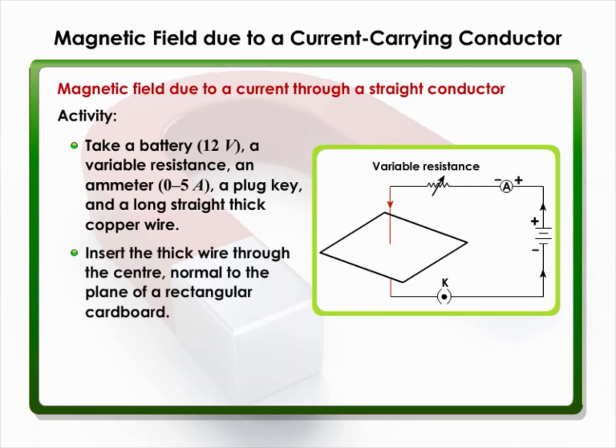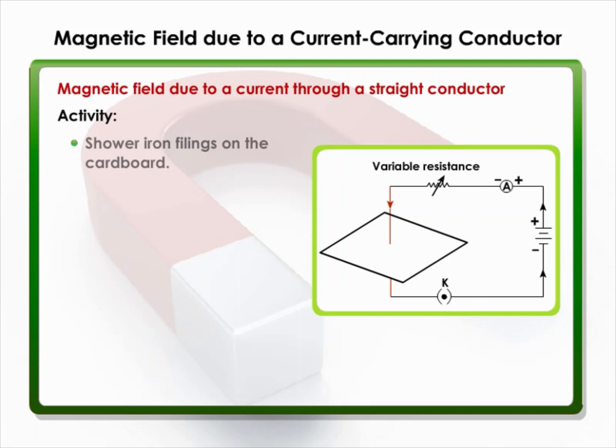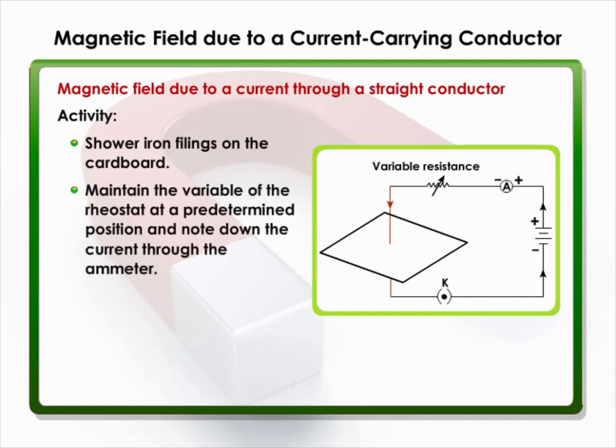Insert the thick wire through the center, normal to the plane of a rectangular cardboard. Take care that the cardboard is fixed and does not slide up or down. Connect the copper wire vertically between the points in series with the battery, a plug key. Sprinkle some iron filings uniformly on the cardboard. Keep the variable of the rheostat at a fixed position and note the current through the ammeter.